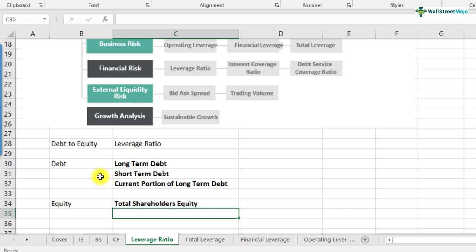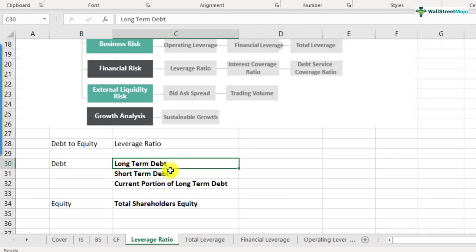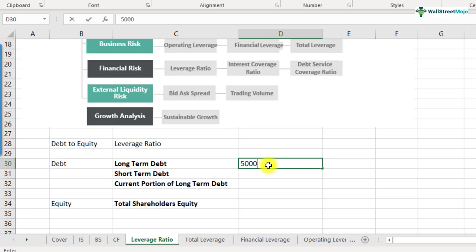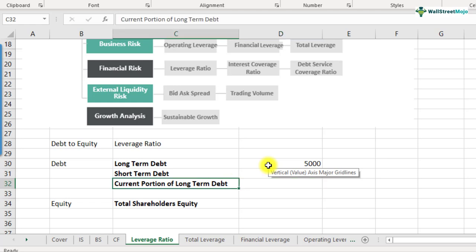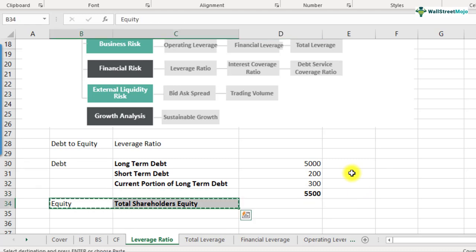So all of this needs to be added up and you will get this final number from the balance sheet. Let us now do a quick calculation and find out the debt to equity or the leverage ratio of the company. Say, for example, the total long-term debt is 5,000, the short-term debt is 200, and the current portion of long-term debt is another 300. So what's the total debt that we have? The total debt is basically 5500. That's the total amount of debt that the company has.